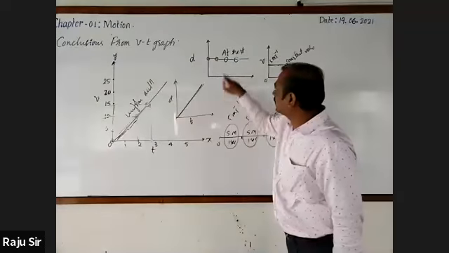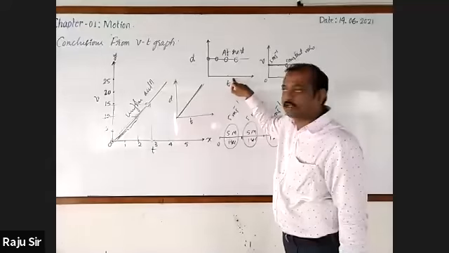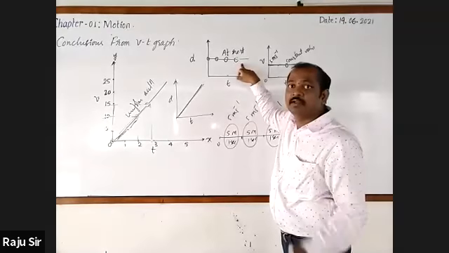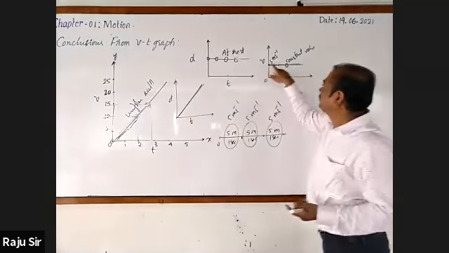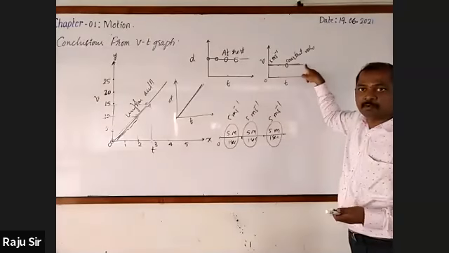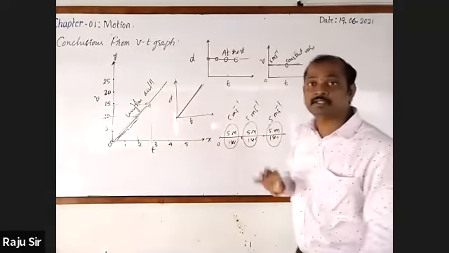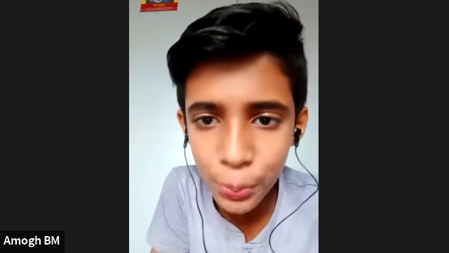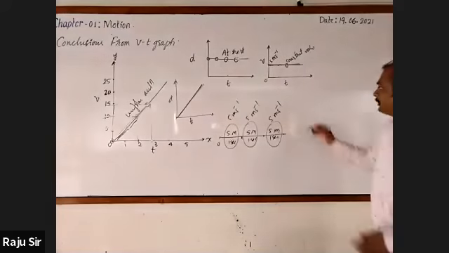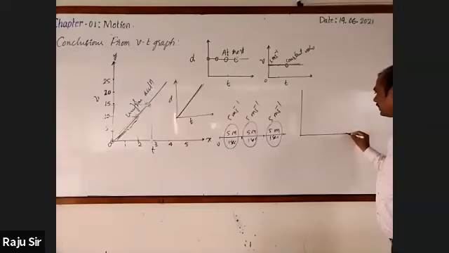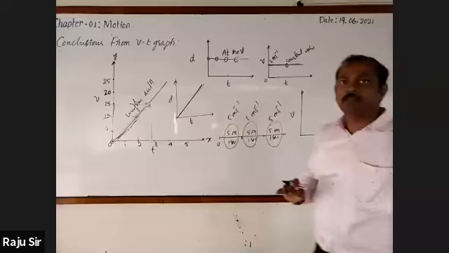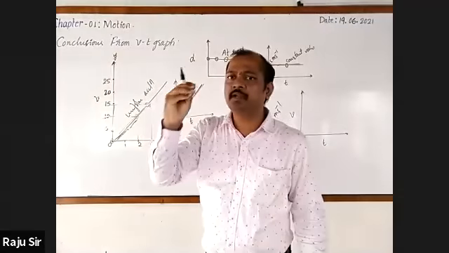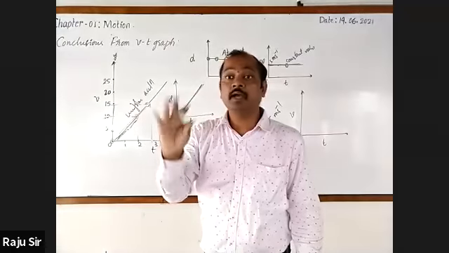Now, in a DT graph, the line which is parallel to the x-axis represents that the body is at rest. In a VT graph, it means the body is moving with a constant velocity. Now, look here. Let me draw another graph. Observe. This is a VT graph, and immediately we have to recall acceleration.